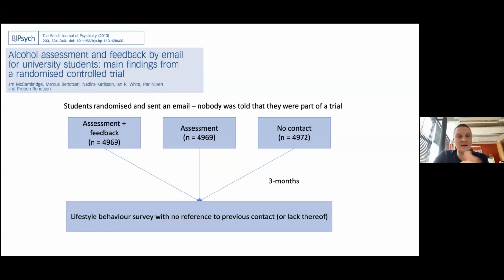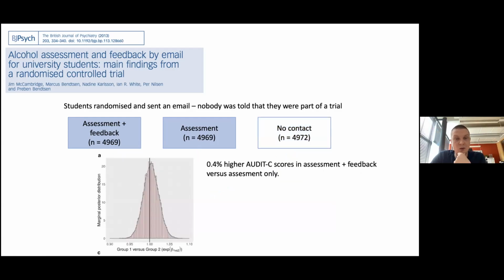And in this lifestyle behavior survey, we had a couple of questions about alcohol, but the survey was about lifestyle in general, so that there wasn't a connection made. Aha, they're asking about alcohol again. This has to do with the survey I did 3 months ago. And now everybody was included, including this no contact group that we hadn't contacted at baseline. Okay, this allows us for some interesting analyses, and let's look at what happened.